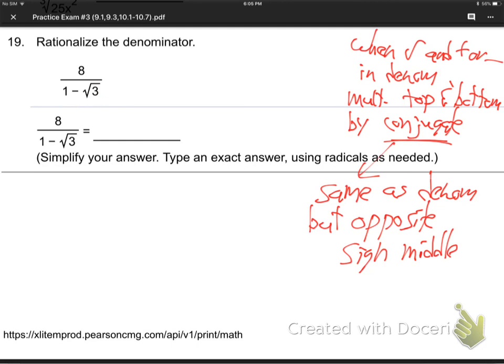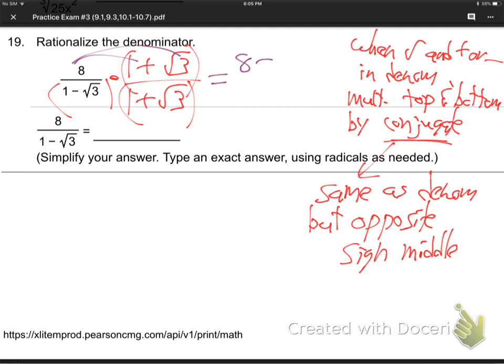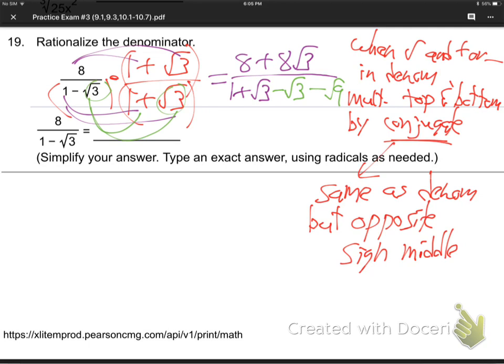So I'm going to multiply top and bottom by 1 plus root 3. That's called the conjugate. Okay, let's crank it out. What do we get? That 8 distributes. 8 times 1 plus 8 times root 3. On the bottom, the 1 goes to both, so that'd be 1 plus root 3. And then the minus root 3 goes to both. Minus root 3. And then minus root 3 times root 3, it's root of 9.